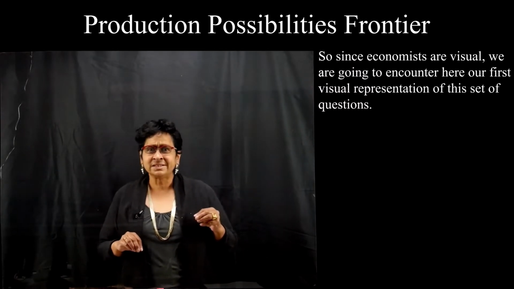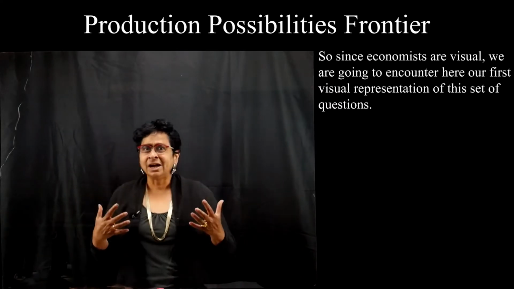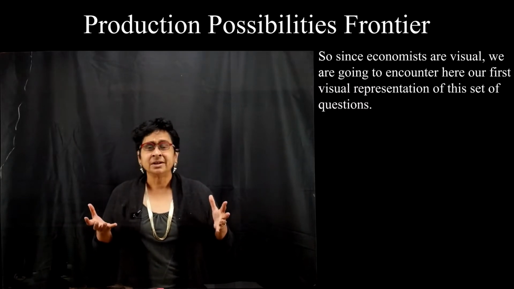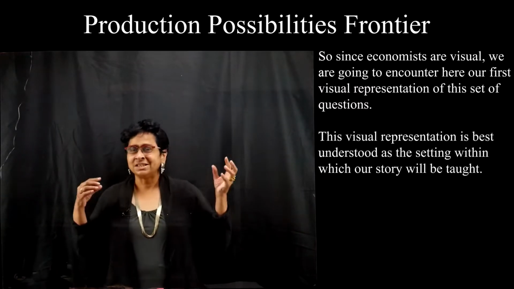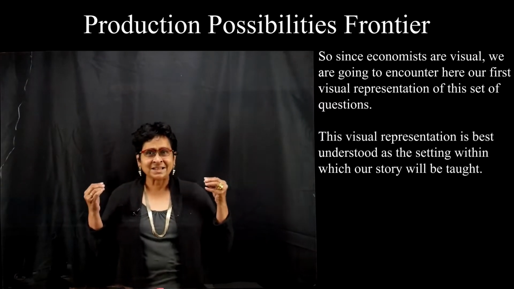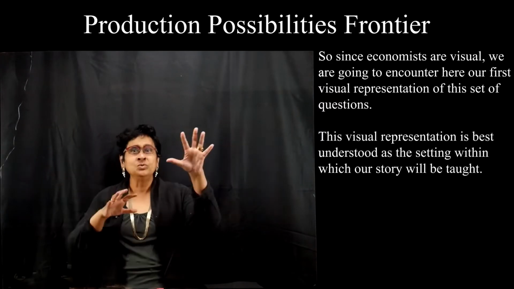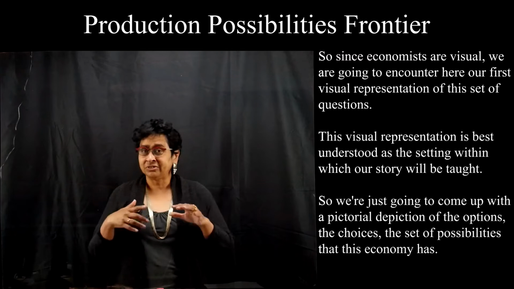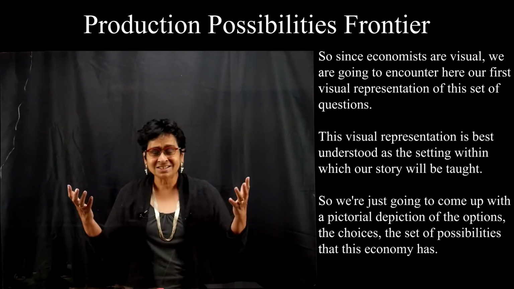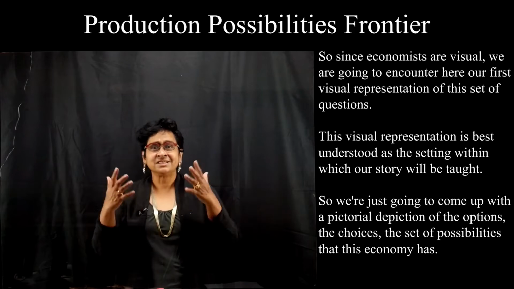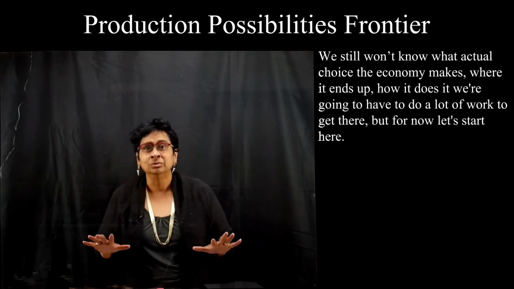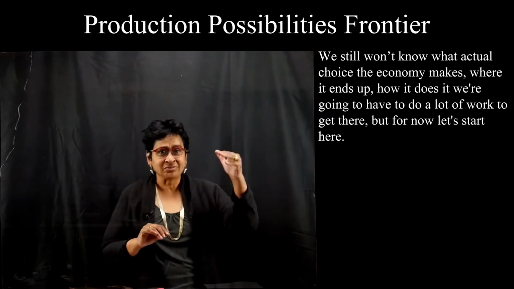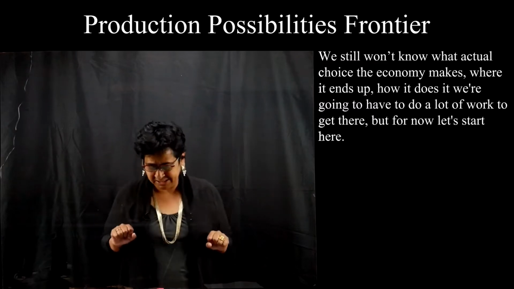So since economists are visual, we are going to encounter here our first visual representation of this set of questions. This visual representation is best understood as the setting within which our story will be told. So we are just going to come up with a pictorial depiction of the options, the choices, the set of possibilities that this economy has. We still won't know what actual choice the economy makes, where it ends up, how it does it. We're going to have to do a lot of work to get there. But for now, let's start here.